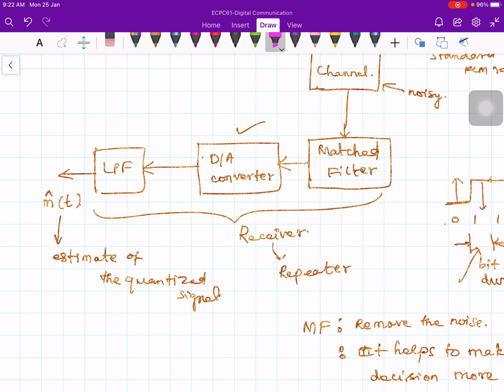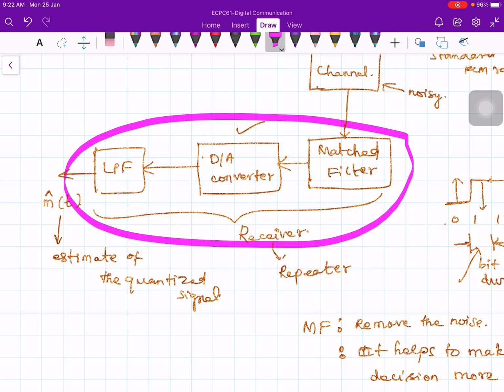Okay, as I said, this block diagram is not only used at the receiver, but it is also used at the repeater. In case you use this block at the repeater, then again you have to use sampler, quantizer and encoder. But usually at the repeater level one can just clean up the pulses and retransmit rather than carry out the process of D to A conversion and low pass filtering. Basically you still just retransmit it.